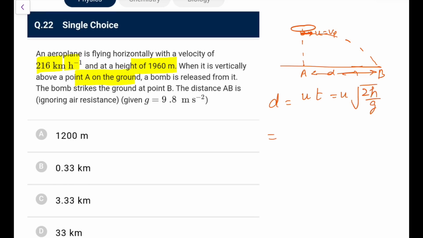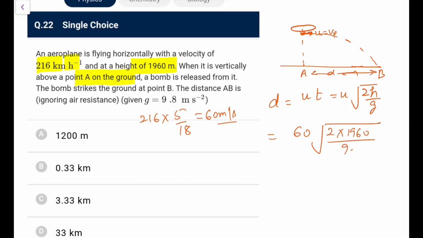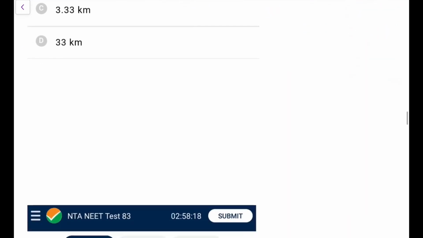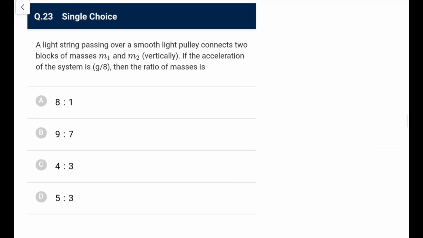So what is u? 216 kmph. The factor I use is 5 by 18, so 216 into 5 by 18. If I do the 18 table, this comes out as 12, and 12 fives are 60 meter per second that I am getting. So it is 60 root 2h by g. H is 1960 upon g, which is 9.8, so that is 200 into 2, 400, that is 60 into 20, which comes out as 1200 meters. So I'll go for option A, a standard question of projectile motion thrown from a height.